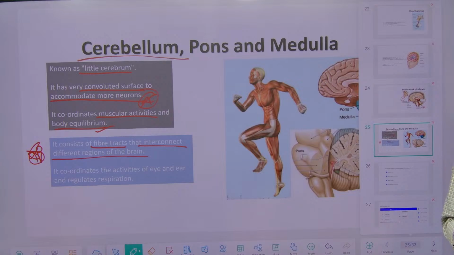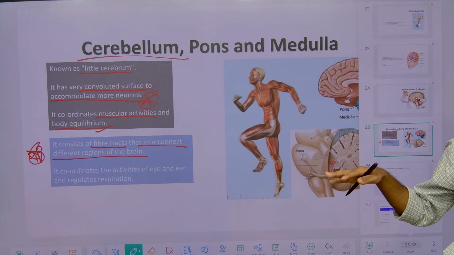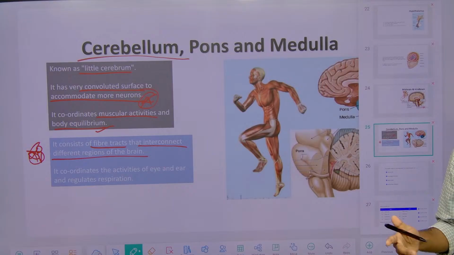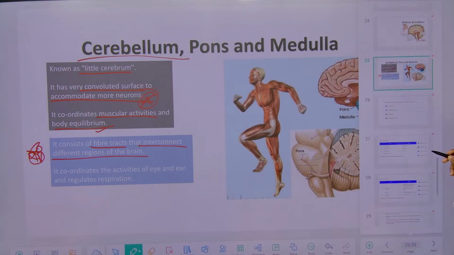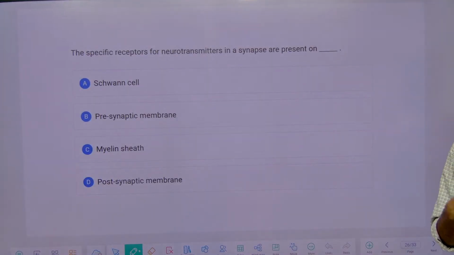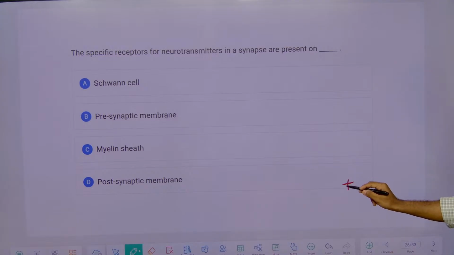We already discussed the 3 parts: forebrain, midbrain and hindbrain, right? Based on this, we have some previous year NEET questions. If you solve these questions, it will be very easy to remember, right? There is one question: specific receptors of neurotransmitter in a synapse are present on where? Postsynaptic membrane.